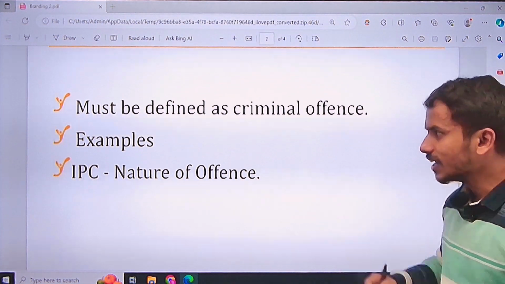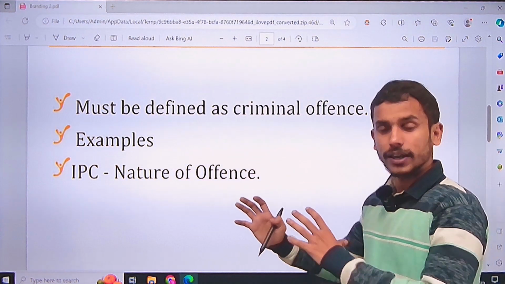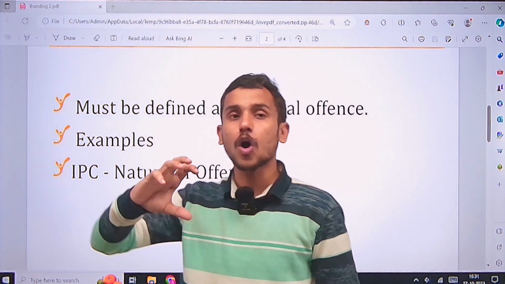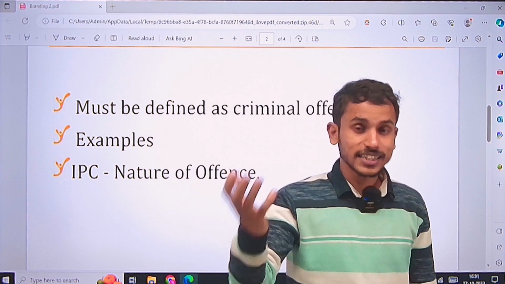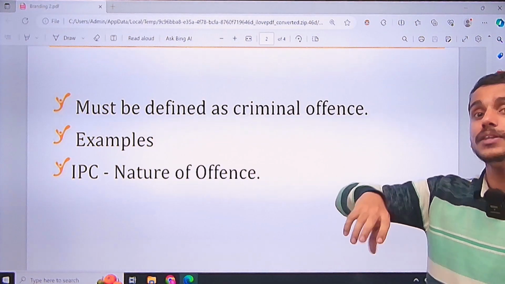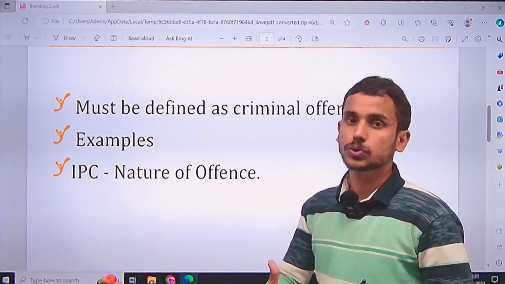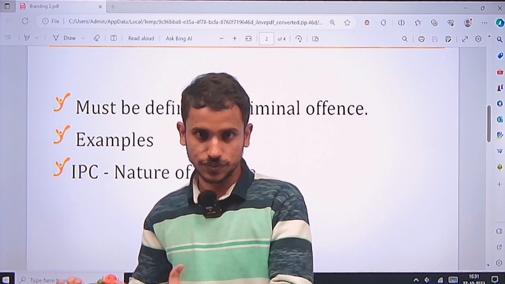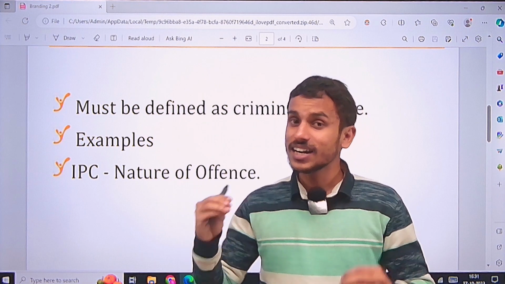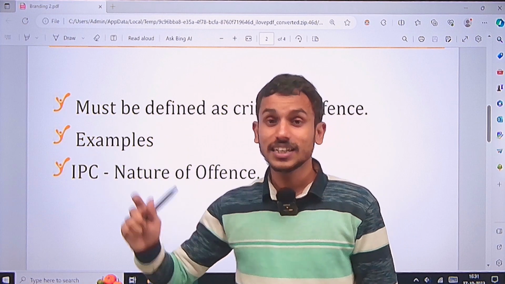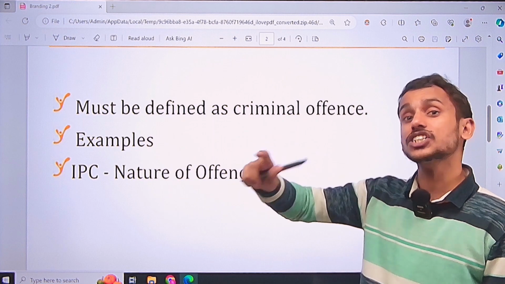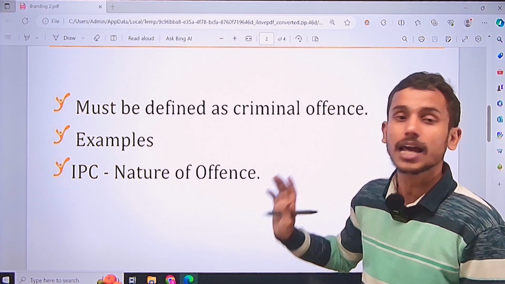Then let's understand the nature. Okay, what is this nature of the offence? So whenever we talk about criminal offence, there are certain things which describe the nature of the offence. Now, all these acts, for example, POCSO, for example, POSH, Prevention of Sexual Harassment at Workplace, these acts don't specify the nature of the offence. The definition of the nature of the offence is specified under the IPC only.